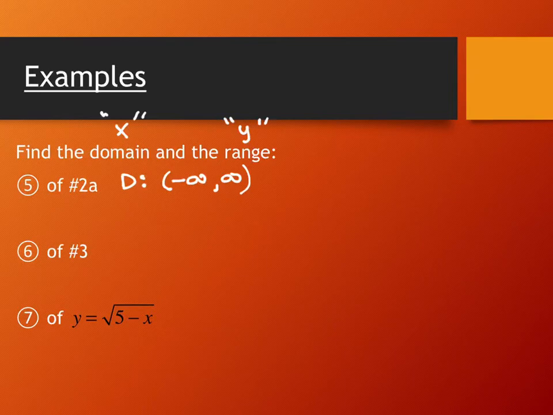So my range is the same, negative infinity to infinity. That's for the first one, right? Yep, we're still doing example number 5, which is 2a.